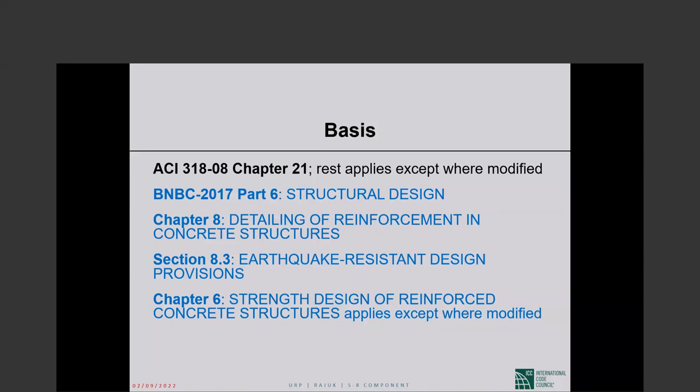And one such example is development of hooked bars at exterior columns. The chapter 12 requirement is modified in chapter 21. And in that case, the chapter 12 requirement doesn't apply. What applies is the chapter 21 requirement. But unless something like that has been done, and those are relatively rare, where an ACI 318 requirement has been modified in chapter 21, the remainder of ACI 318 remains applicable even when you are working with chapter 21.